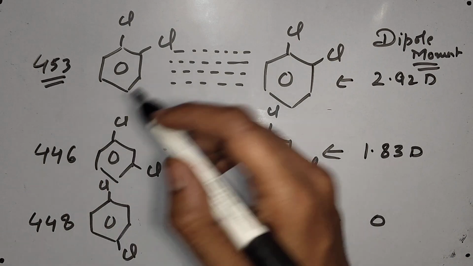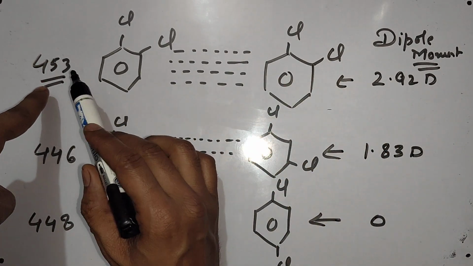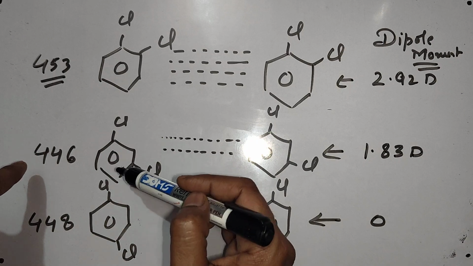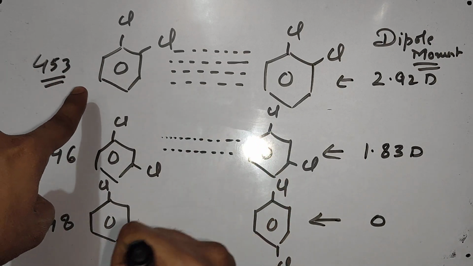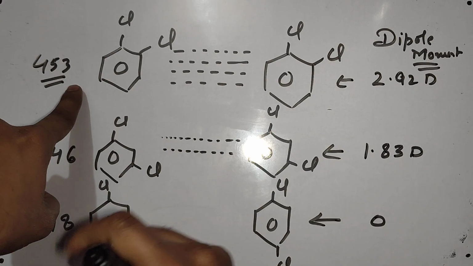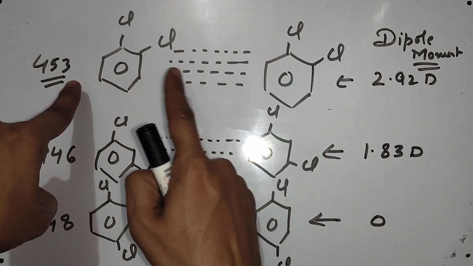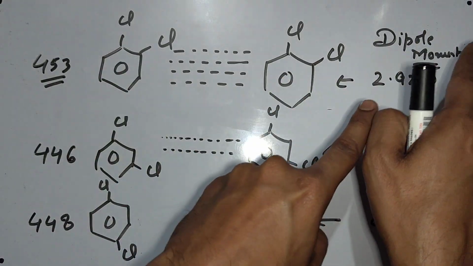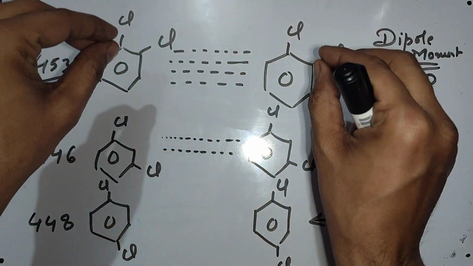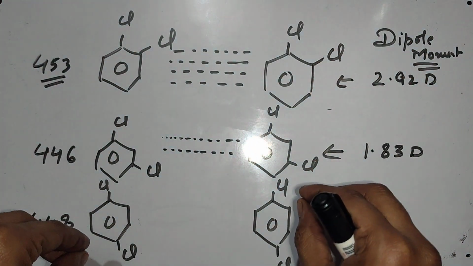Okay, then check this pattern. What is the boiling point? 453. Among all three, we have the highest boiling point for ortho. Why? Because of the strongest dipole-dipole interaction, because these cases have the highest dipole moment, meaning they are highly polar as compared to the other particles.